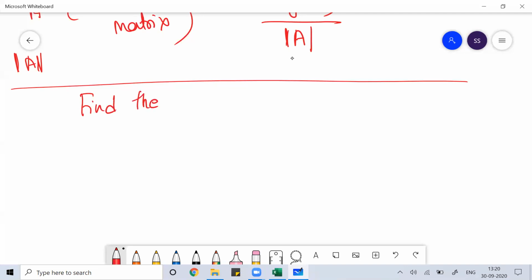find the adjoint of 2, 1, 4 and -1. Tell me this. Solve this question.